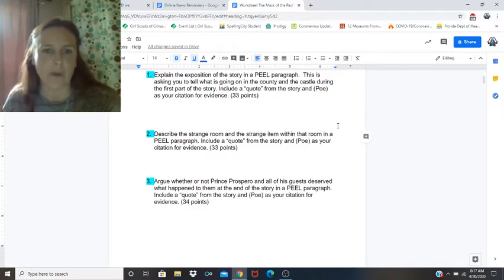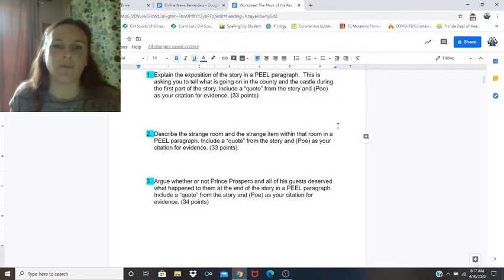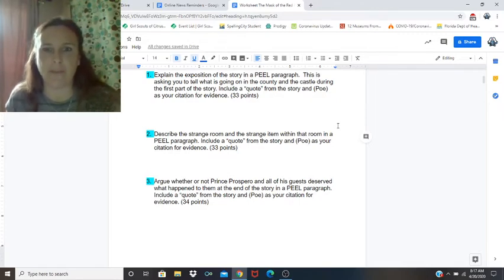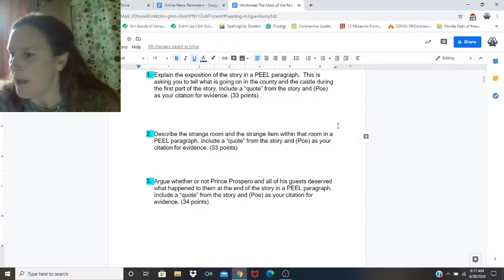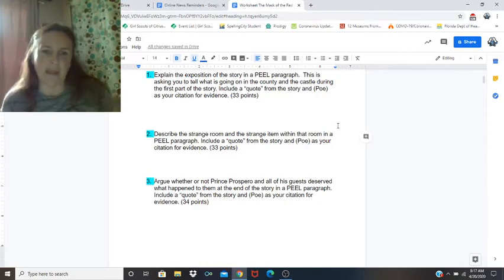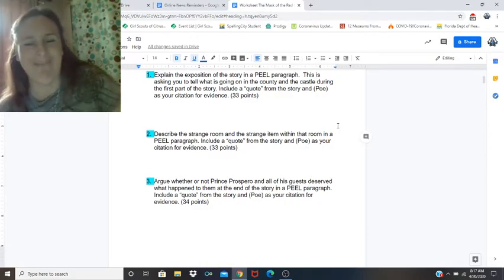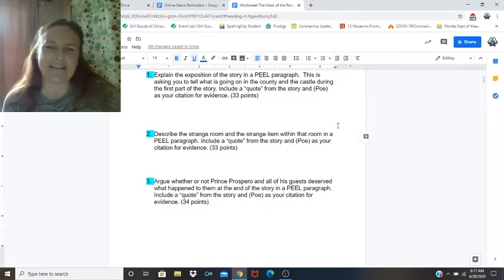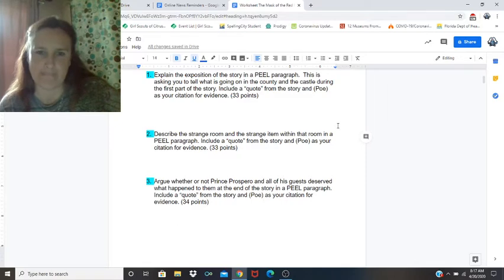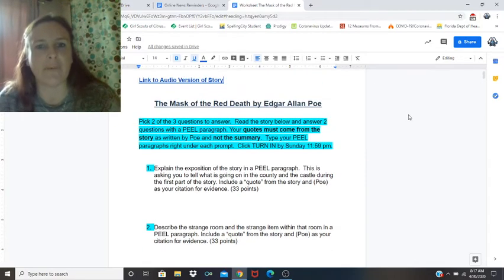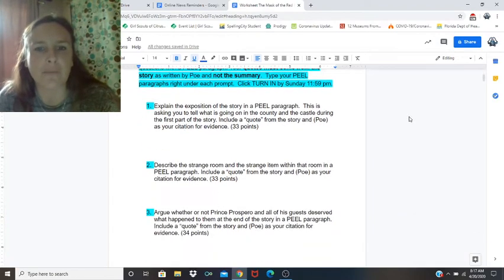Number 2, you could choose to describe the strange room and the strange item within that room in a PEEL paragraph. Fantastic. I know you'll find lots of evidence about that room. And then number 3, by the end of the story, argue whether or not Prince Prospero and all of his guests deserved what happened to them at the end of the story. Let's find out how the Mask of the Red Death played a role here.